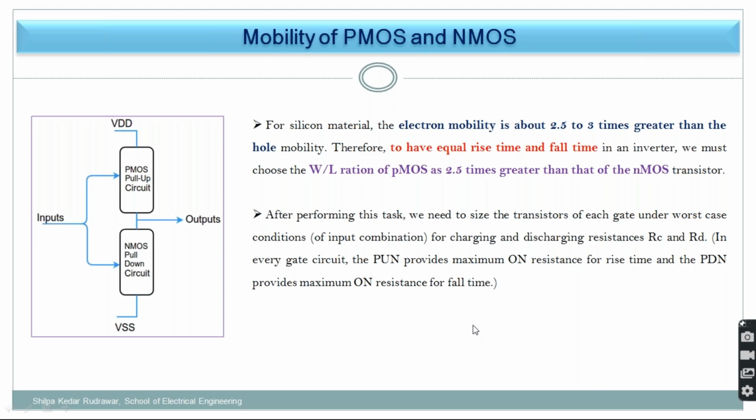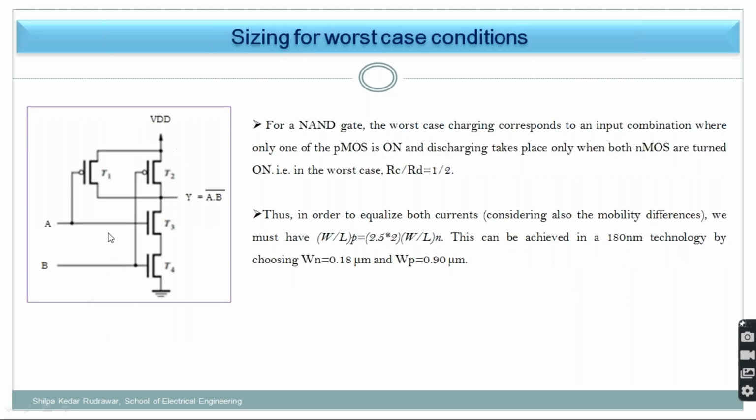So this is the main thing: electron mobility is 2.3 or 3 times greater than the PMOS, so you need to size the transistor. Now, what is this worst case condition? I am concentrating on this particular point. Now, you are able to see this diagram. What type of diagram is this? I told you how to find out the equation. See what NMOS devices are connected. So here, how many NMOS devices are connected? Here there are 2 NMOS devices connected.